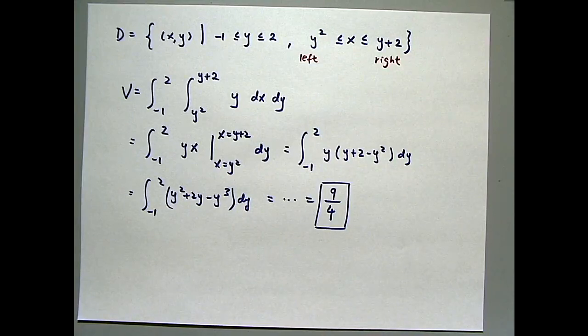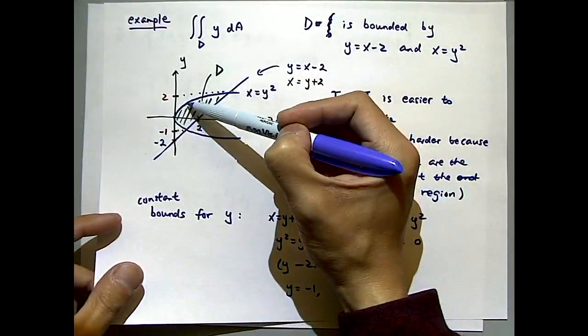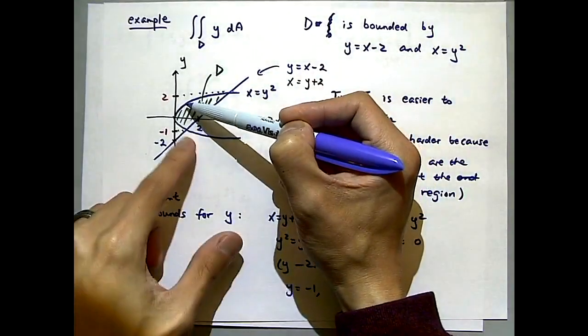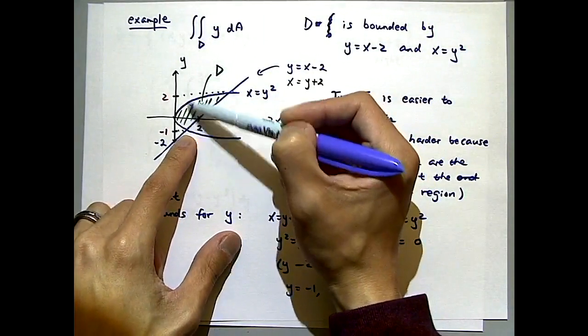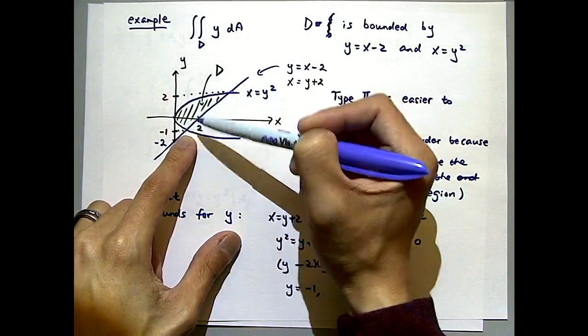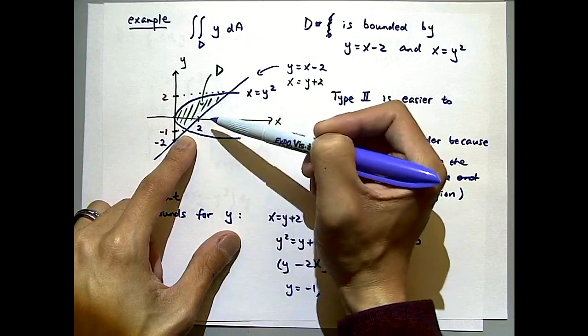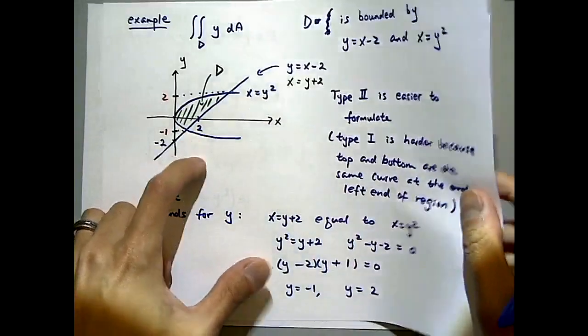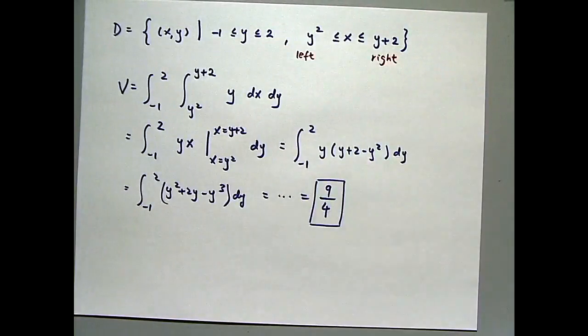Questions? You could do type 1 if you want to, but type 1 is going to be more difficult. If we do a type 1, we're going to have to chop this in half and integrate from 0 to whatever this intersection is, top minus the bottom, and then from there to whatever that is, top minus the bottom. So a type 1 will have two double integrals to do. And each one may not be that difficult, but there will be two of those to do. And obviously, it's a little bit more work than a type 2.